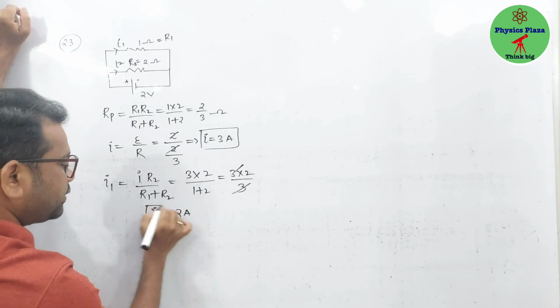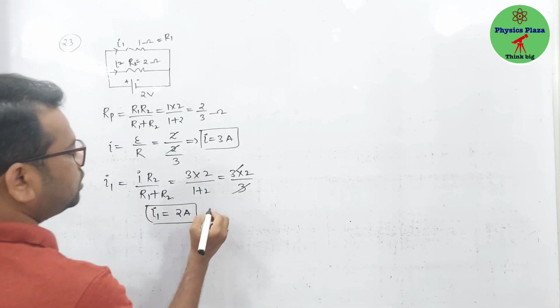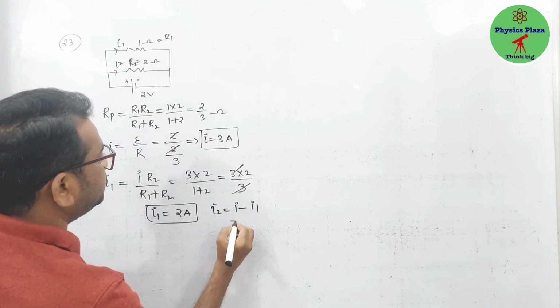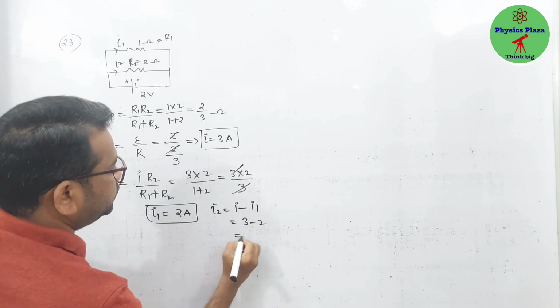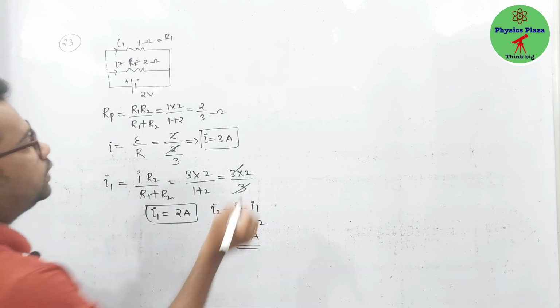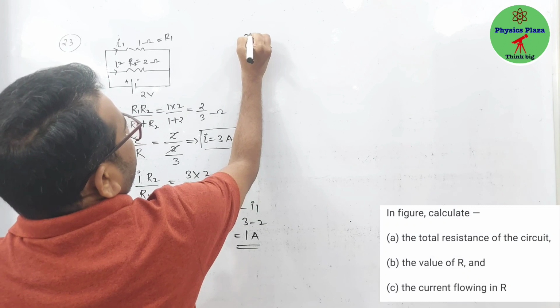Children, as I1 is equal to 2 ampere, I2 is equal to how much? So I2 is equal to I minus I1, that is 3 minus 2. So this is 1 ampere current. Is it clear? Fine. Now we see the numerical 24.